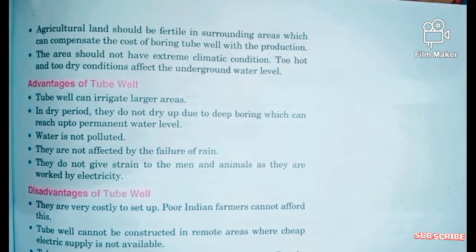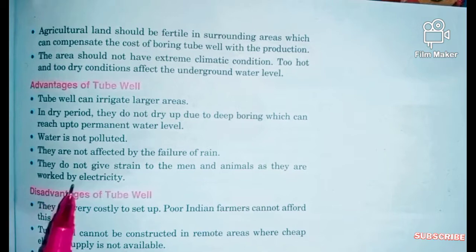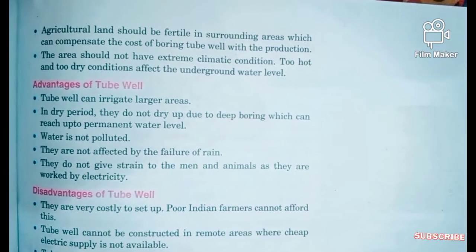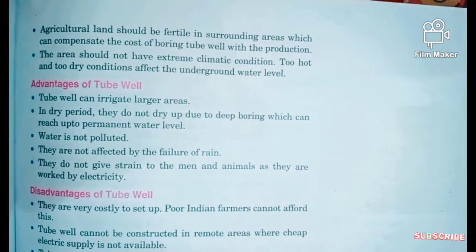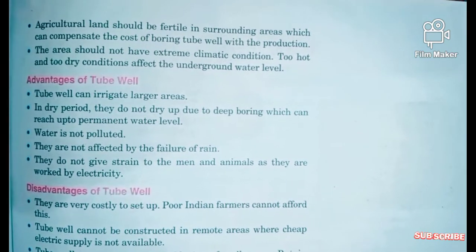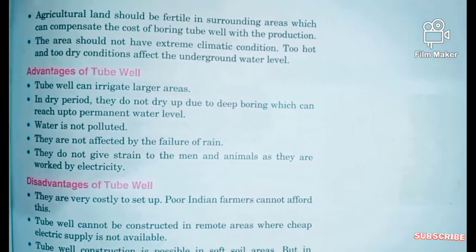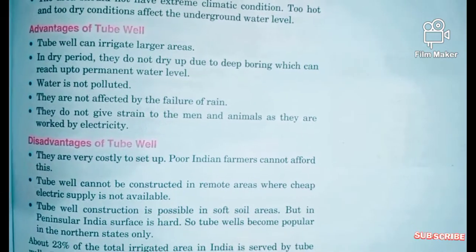And the area where we are about to construct the tube wells should not have extreme climatic conditions, not too hot and not too dry. This will affect the underground water level, and there is the possibility of not getting proper water for the tube well. What are the advantages?